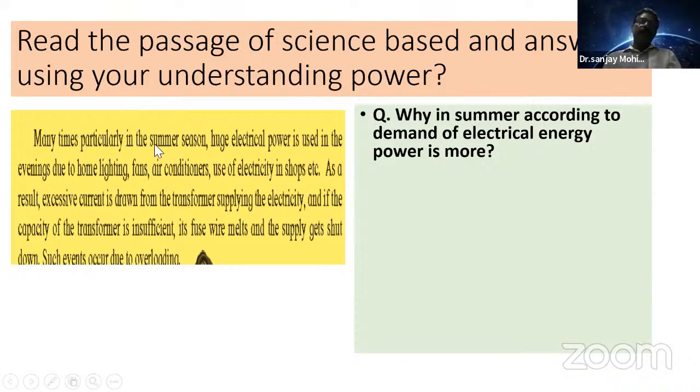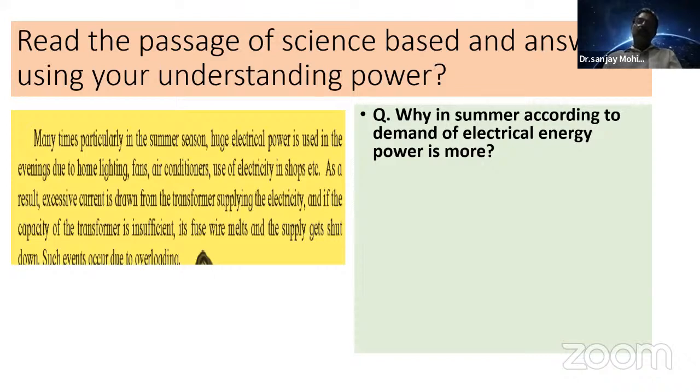Many times, particularly in the summer season, huge electrical power is used in the evening for home lighting and fans, because due to the heat, the air conditioners and fans utilize more energy. In such a case, if more load comes on that particular unit, there may be a chance of fire, and in the summer we also get a higher light bill.